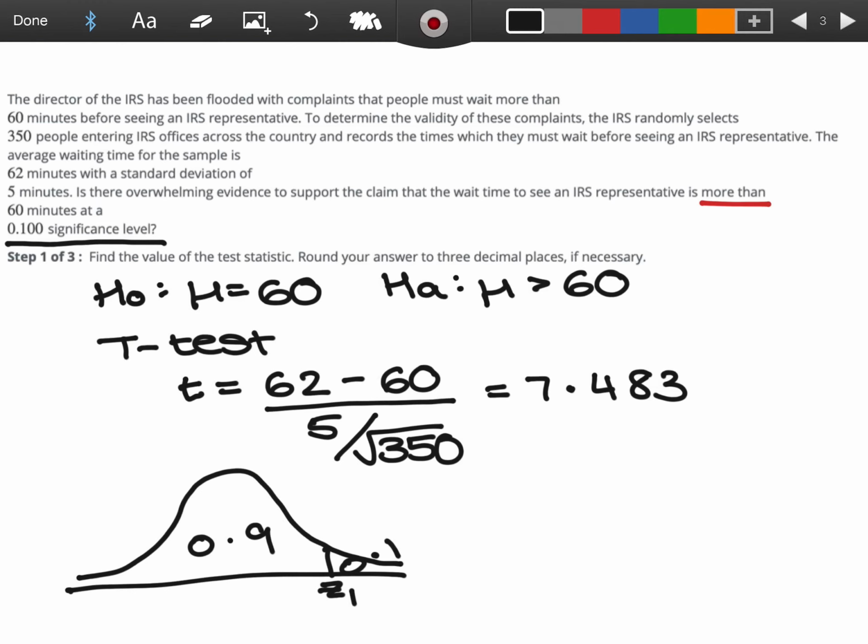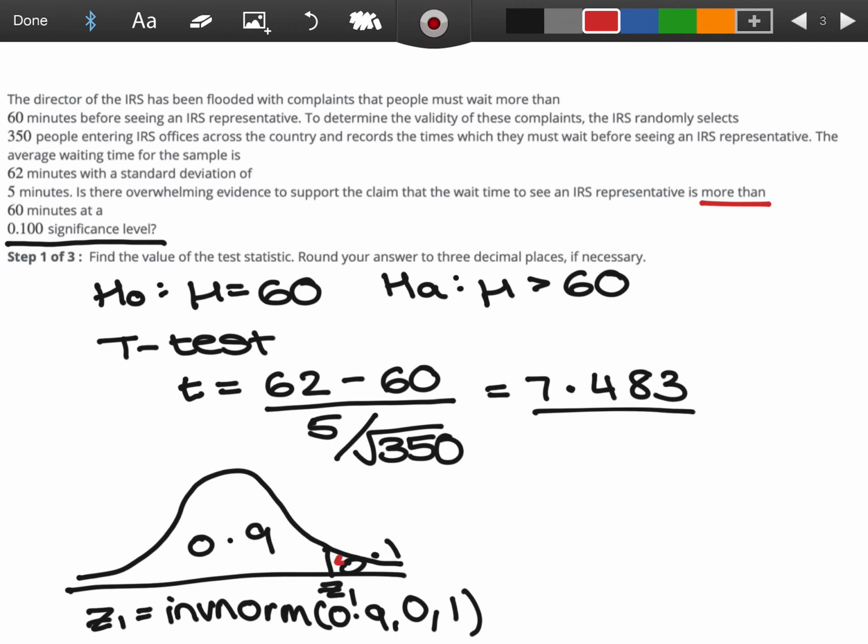You can go ahead and find Z1 by doing inverse norm with the area to the left, which is 0.9, mean of 0, standard deviation of 1. So you can find that critical value and then see whether this test statistic is actually going to fall in this danger zone or not. Okay, so that's one way of doing it. Or we could do the t-test on the calculator.